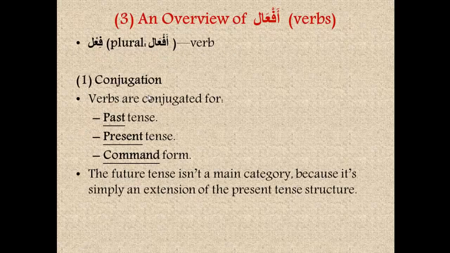Conjugation simply means to change a verb to make it appropriate for a particular person and a particular tense. So verbs in Arabic are conjugated for the past tense, the present tense, and the command form. Now you may be wondering, where does the future tense fall in all of this? The future tense isn't a main category in Arabic, and that's because it's simply an extension of the present tense structure. So the future tense is basically the same thing as the present tense in Arabic grammar.